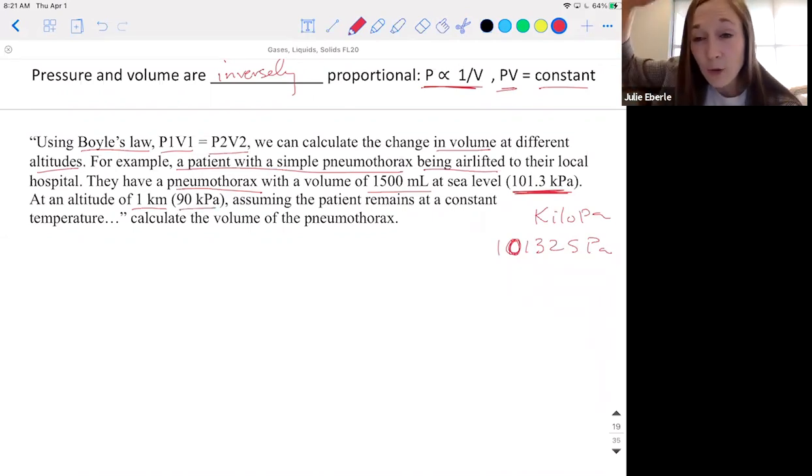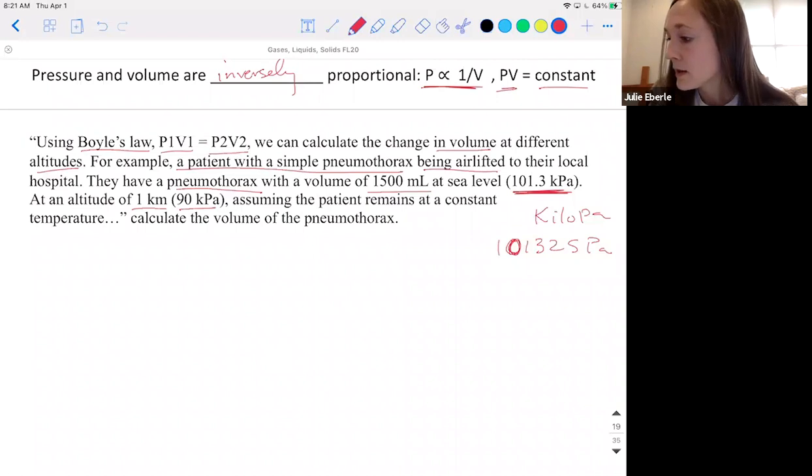Okay, so as you increase in elevation above sea level, the pressure decreases because you have less and less atmosphere pushing down on you, remember? So assuming the patient remains at a constant temperature, calculate the volume of the pneumothorax. So what happens to their lung the higher they fly in the helicopter? Okay, that's the concern here. So we're just going to plug these in and solve for what we don't have. So what do we have?